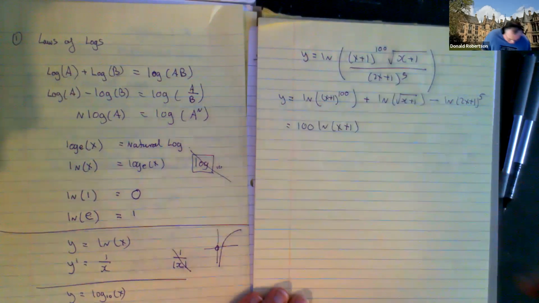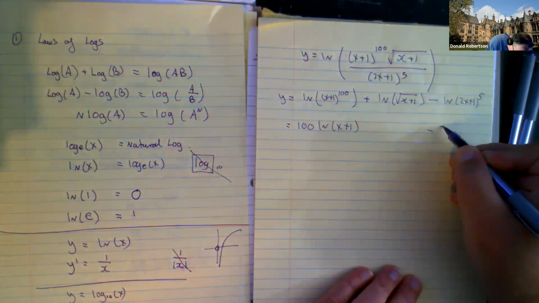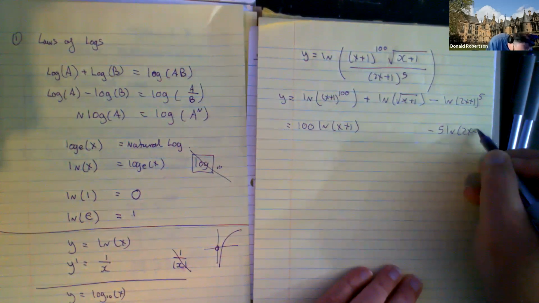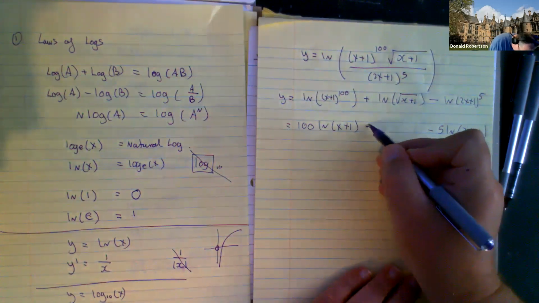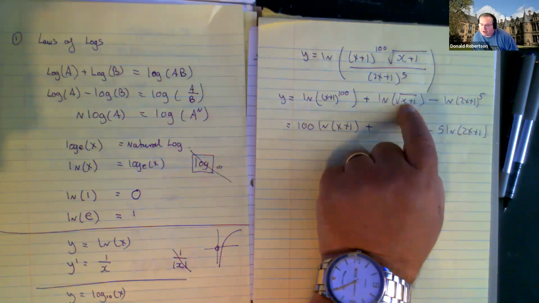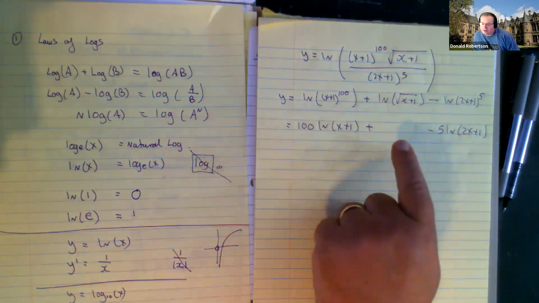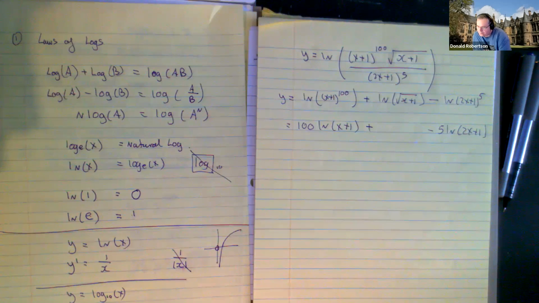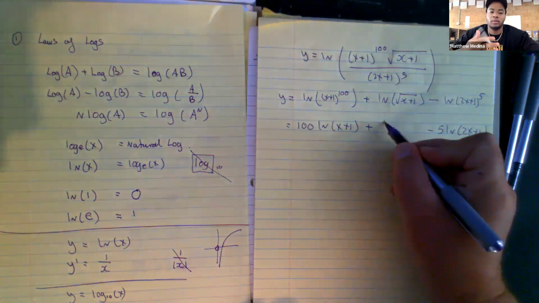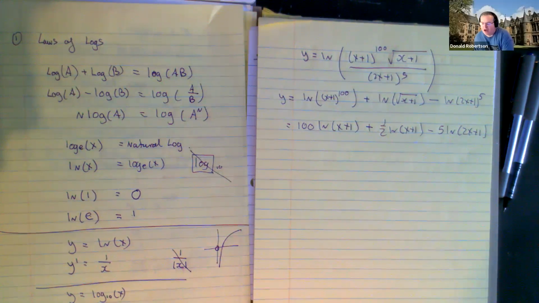Won't this one become 100 natural log of x plus 1? And won't this one become 5 times the natural log of 2x plus 1? And hopefully now that you've seen this for the second time, you'll know how to rewrite this guy. The natural log of the square root of x plus 1. How will I rewrite that one? Half of the natural log of x plus 1. Yeah, the minute you said, I know, Matthew, you knew what to do, right? It's half of the guy.